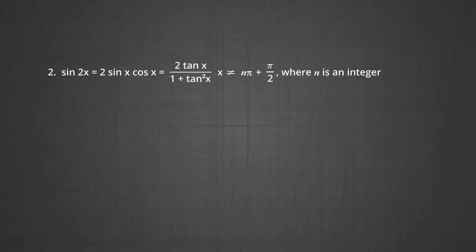Now, we will see the different formulae for sin 2x. Sin 2x can be expressed as 2 sin x cos x and can also be expressed as 2 tan x upon 1 plus tan square x, when x is not equal to n pi plus pi by 2, where n is an integer. We start with the formula which we have already done. Sin of x plus y is equal to sin x cos y plus cos x sin y.